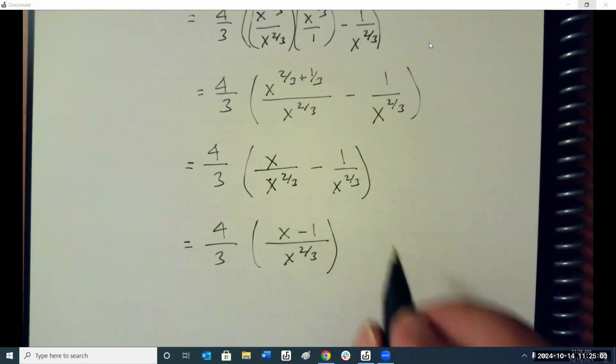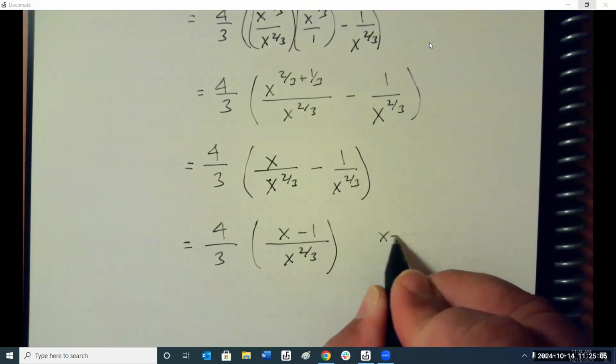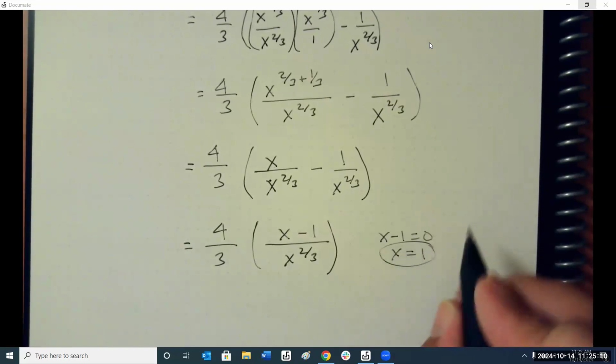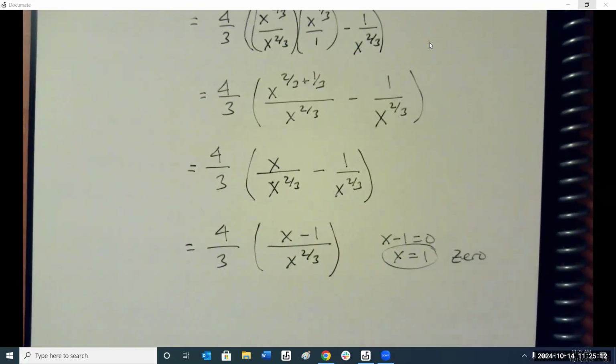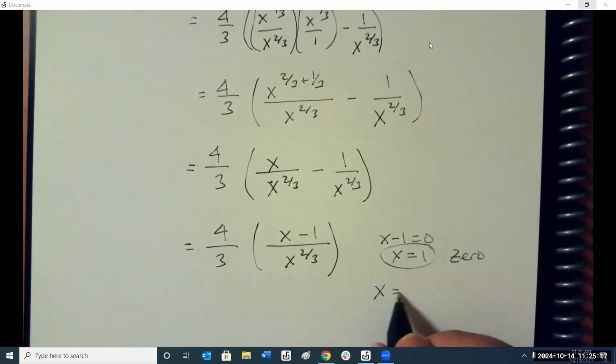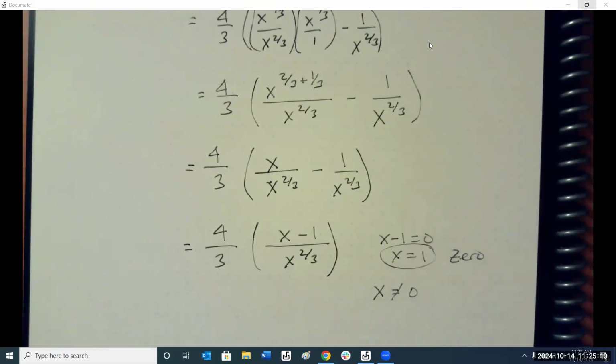So the only way a fraction can equal 0 is if the top is 0. So that's a 0, that's an x-intercept. And x cannot equal 0. It's an asymptote. It's not a closed interval, so there's no endpoints. Okay, so now we got to find out where we can have critical points.